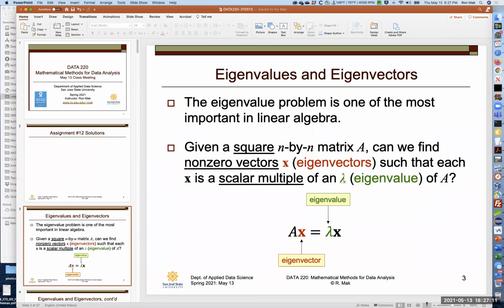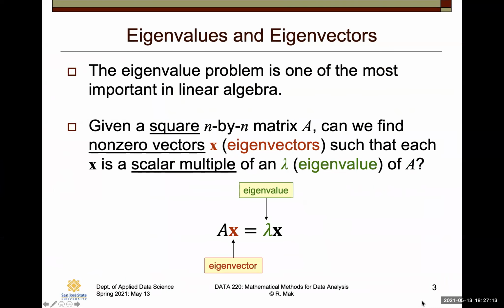Let's talk about eigenvalues and eigenvectors. Basically, if you have a square matrix A, can you find vectors and corresponding scalars such that A times X is equal to the scalar times X? In other words, A times X is a scalar multiple of X. A times X, that product is a vector, and of course, a scalar times a vector is a vector.